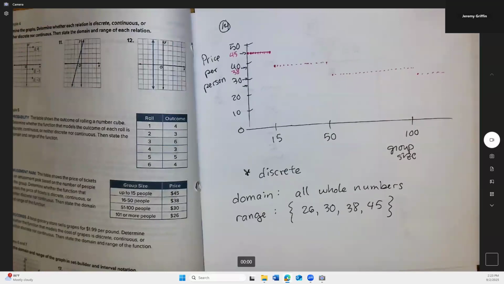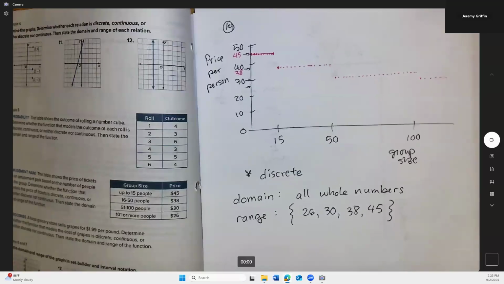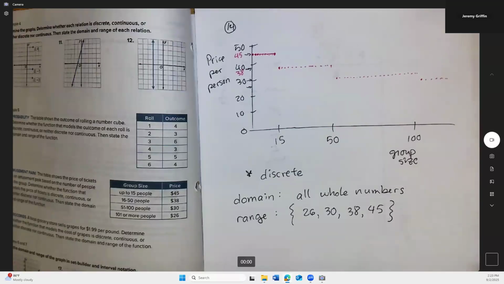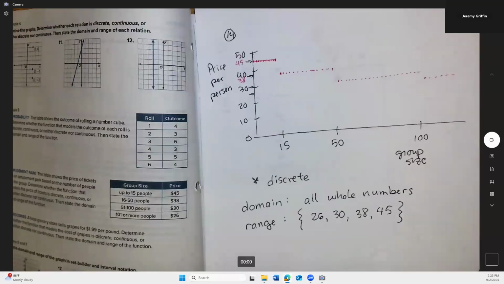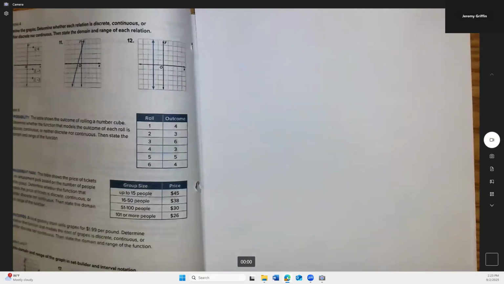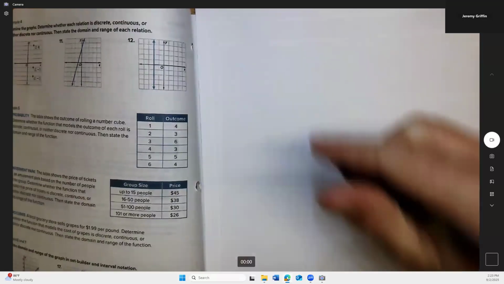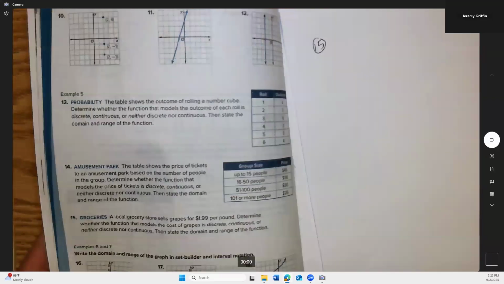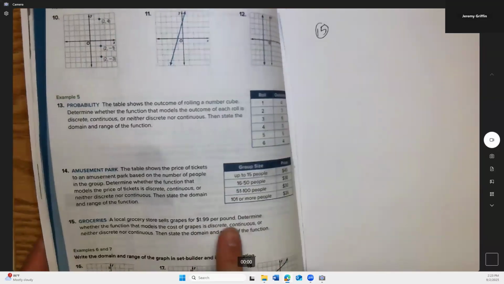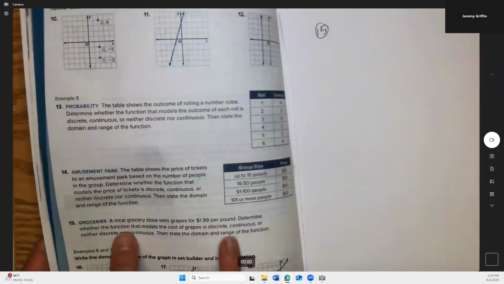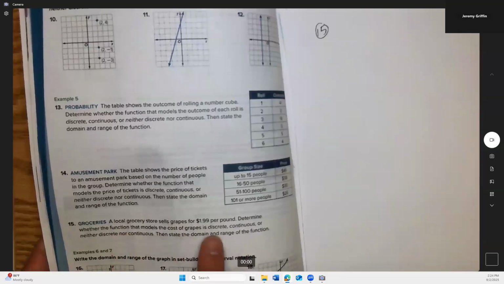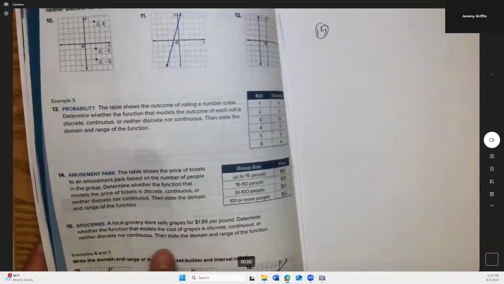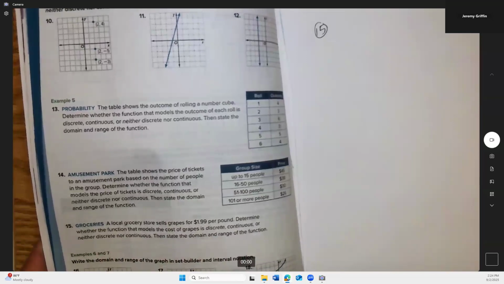Okay. Let's do 15. Yeah, let's do 15. All right, 15. Groceries. A local grocery store sells grapes for $1.99 per pound. Ooh. Determine whether the function that models the cost of grapes is discrete, continuous, or neither, and then state the domain of the range.